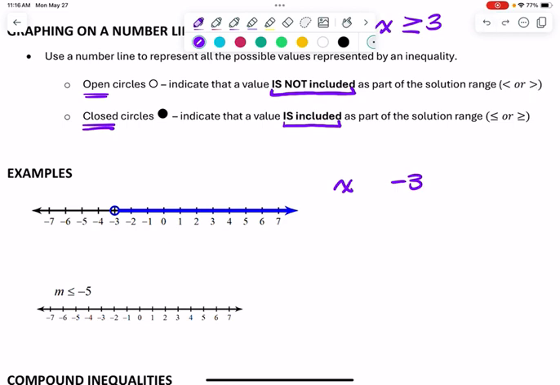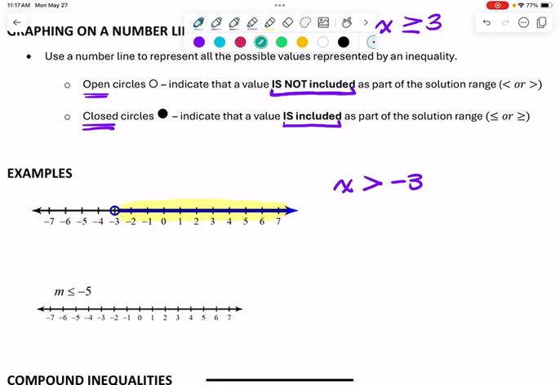Now, I want to know where all the values of x can take place. And I can actually tell based on the line that all the values of x can take place above the -3. Right? I can have -2, I can have -1, I can have 0, 1, 2, 3, 4, 5, 6, 7, etc., and so on. So all of those numbers for x are going to actually be bigger than -3.